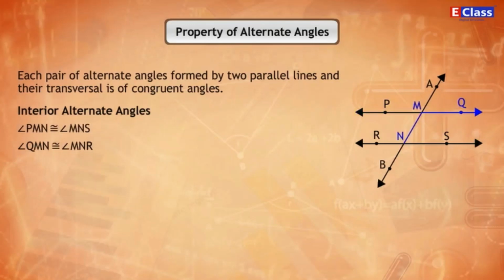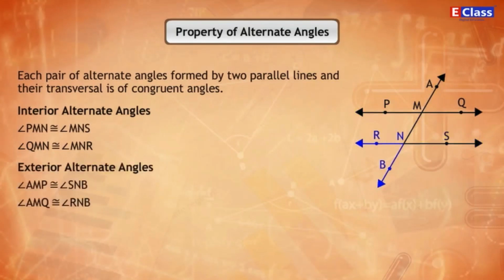Exterior alternate angles. Angle AMP is congruent to angle SNB. Angle AMQ is congruent to angle RNB.